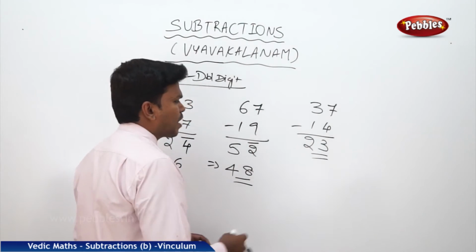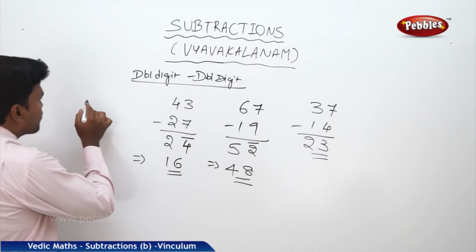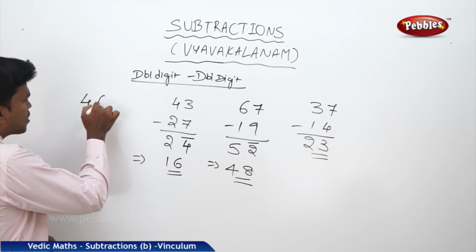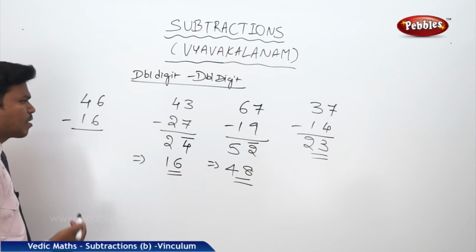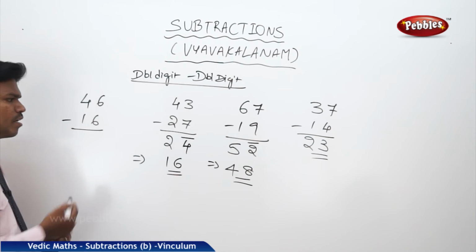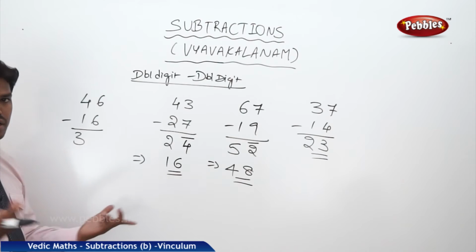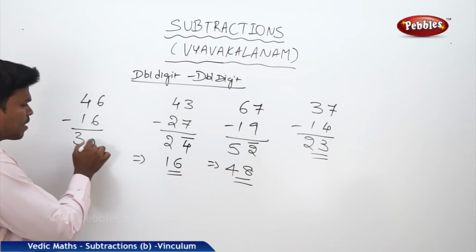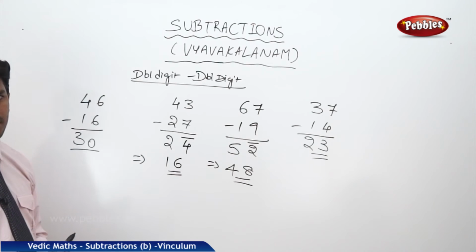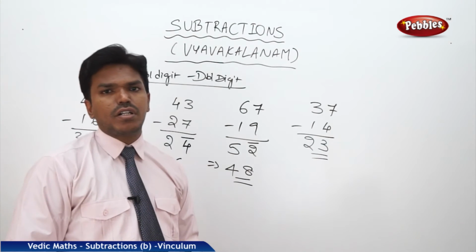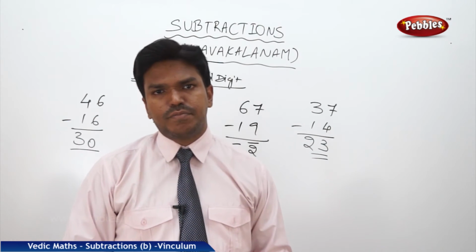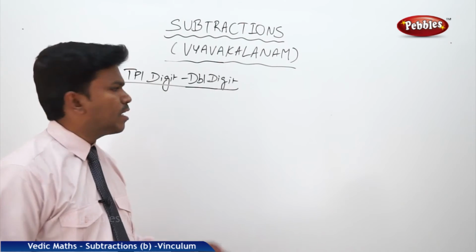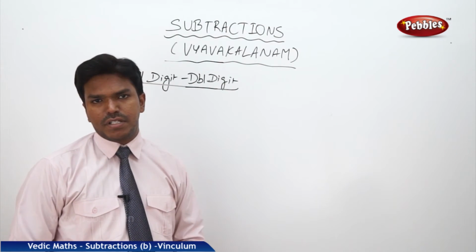And lastly, one more example I will tell you for this one. Suppose we take 46 minus 16. So what is 4 minus 1? 3. It will be 3 only. 6 minus 6? Yes, it is practically possible. So simply put a 0 directly. That will be your answer. Right. Like this we can do double digit minus double digit. So now we will see triple digit minus double digit.